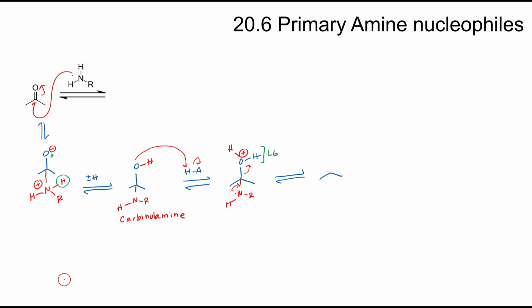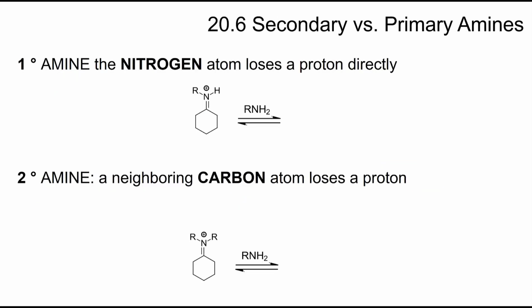I'm just going to draw this so it's not upside down. So water was lost here. Water was lost there. And the A minus that was kicked off before can grab a proton. And this is an imine. If you have a primary amine, the nitrogen atom loses a proton directly, and it will form an imine, which we did already. So this is a proton that got picked up here.